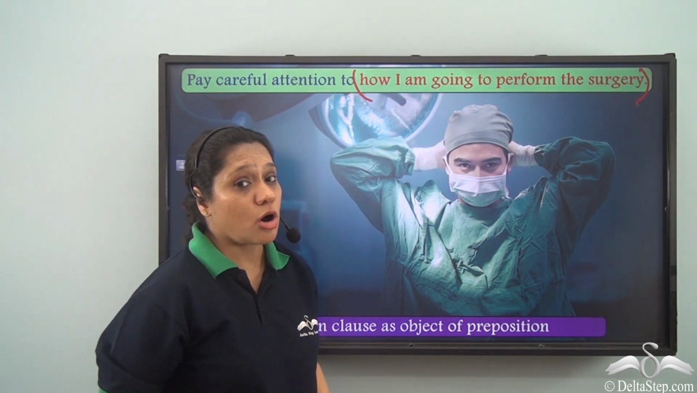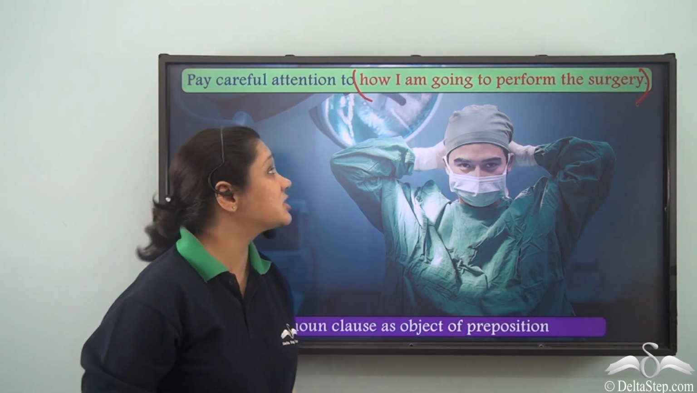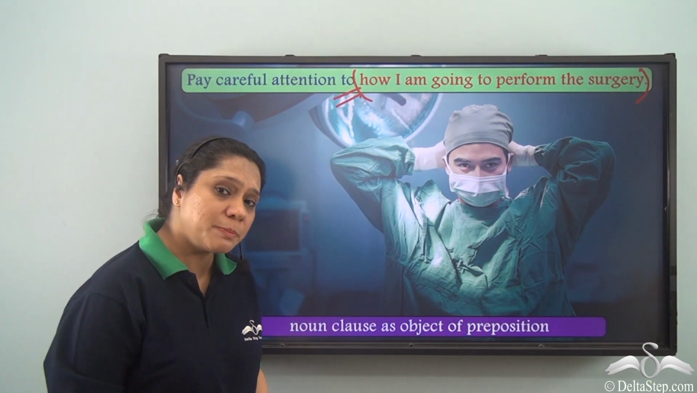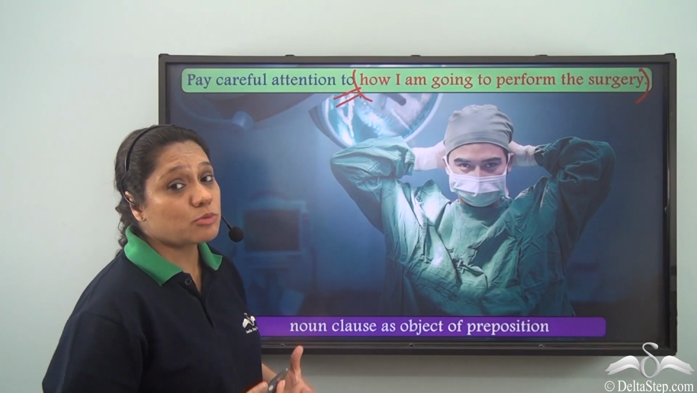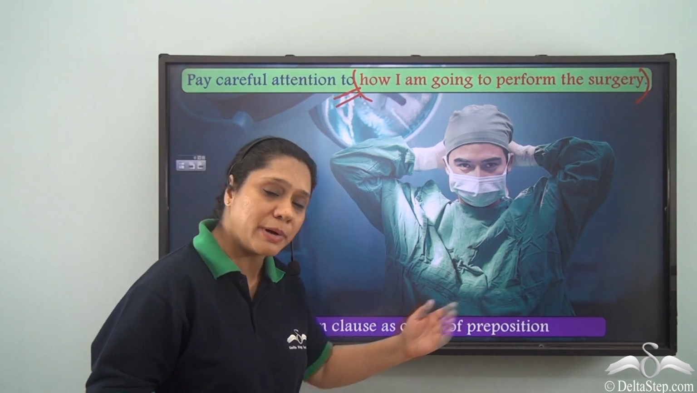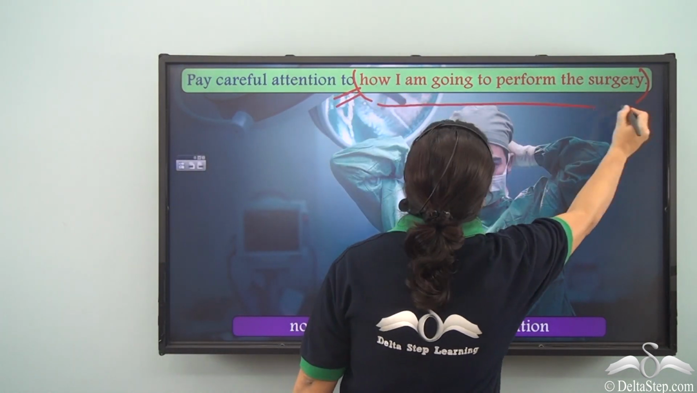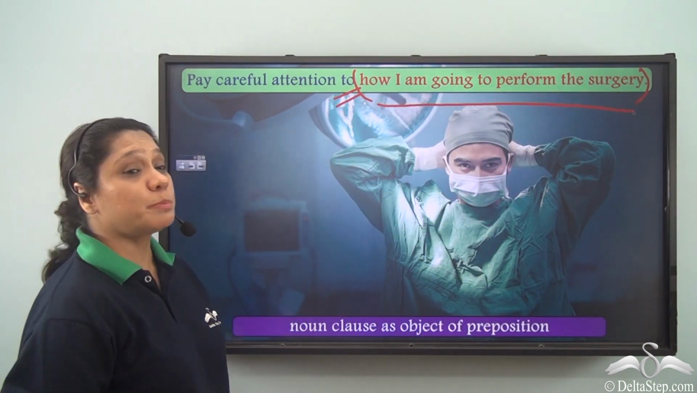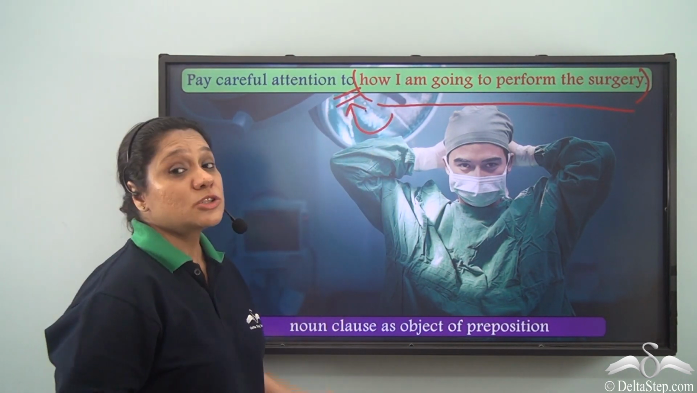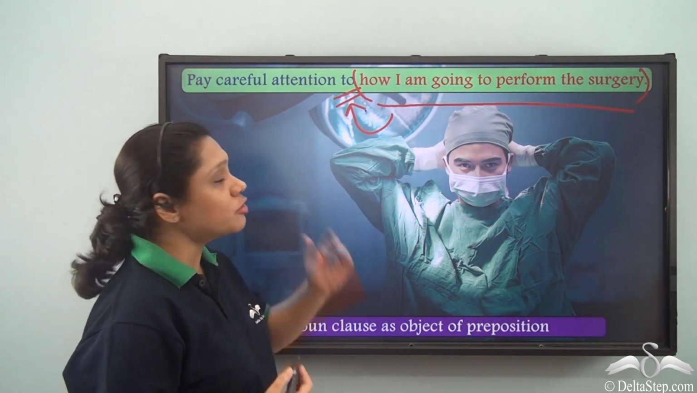Now, this noun clause is also acting as an object of the preposition to. What is an object of the preposition? When a noun comes after a preposition, it is the object of the preposition. So, in this case, the entire noun clause, how I am going to perform the surgery, is coming after the preposition to. So, this is acting as an object of the preposition to.